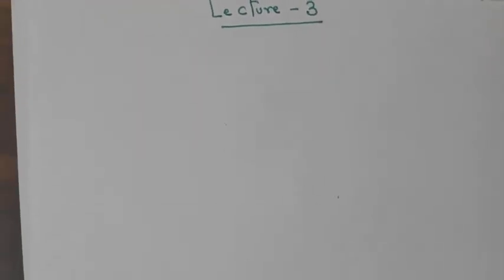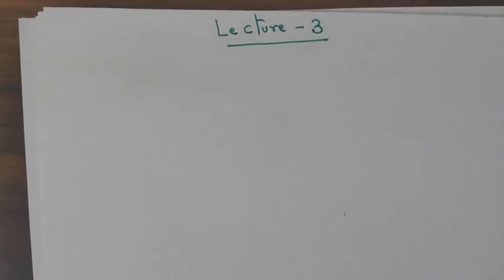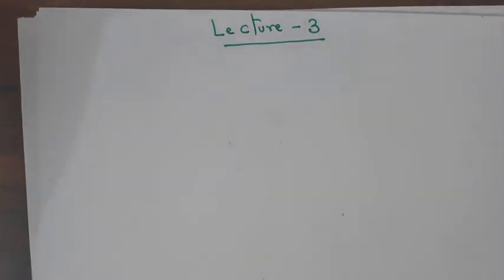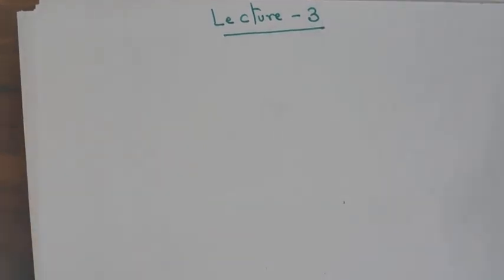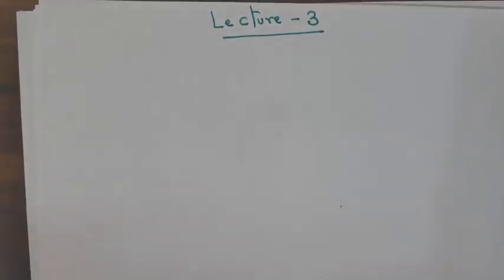Hello everyone. So this is my lecture 3 on crystal field splitting. In the previous lecture we discussed crystal field splitting in the case of tetrahedral complexes. In the case of tetrahedral complexes, the ligands are present at the alternate corners of the cube, and the ligands in a tetrahedral complex are not pointing directly towards any of the metal d orbitals.